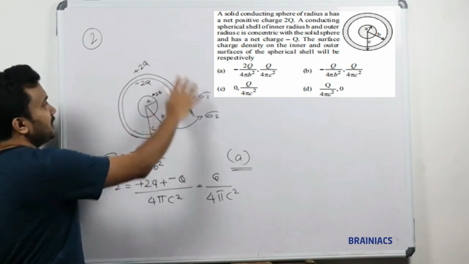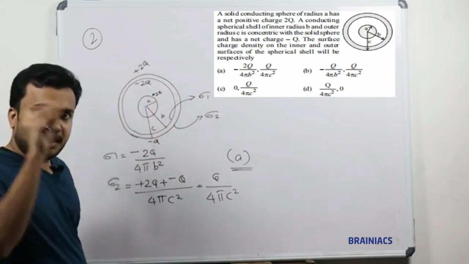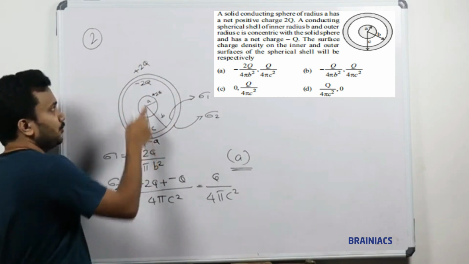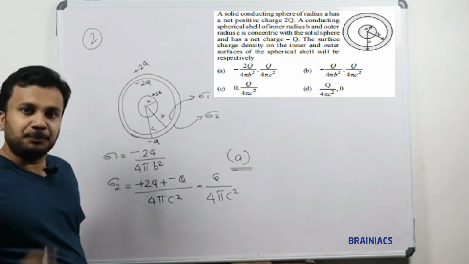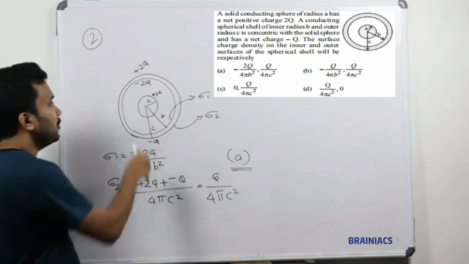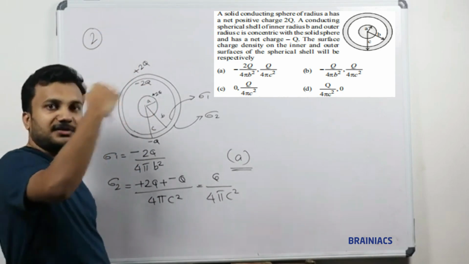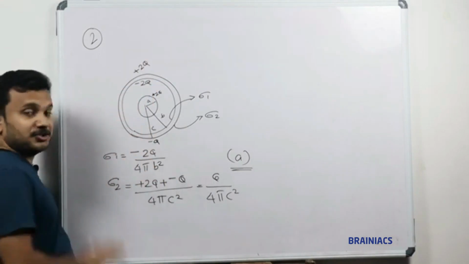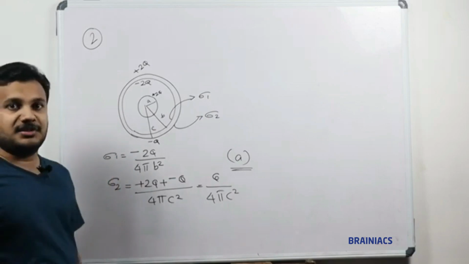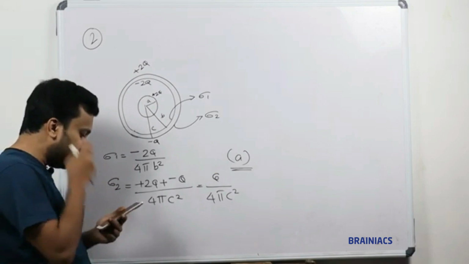Next we'll go to C. See what is the charge? Charging by induction gives plus 2q. Already I put a charge called minus q. So plus 2q with minus q, q divided by 4 pi c square. For all this kind of question, you always start from the center and go to the next level. So charging by induction plus surface charge density is the concept behind this question. We'll move to the next question.